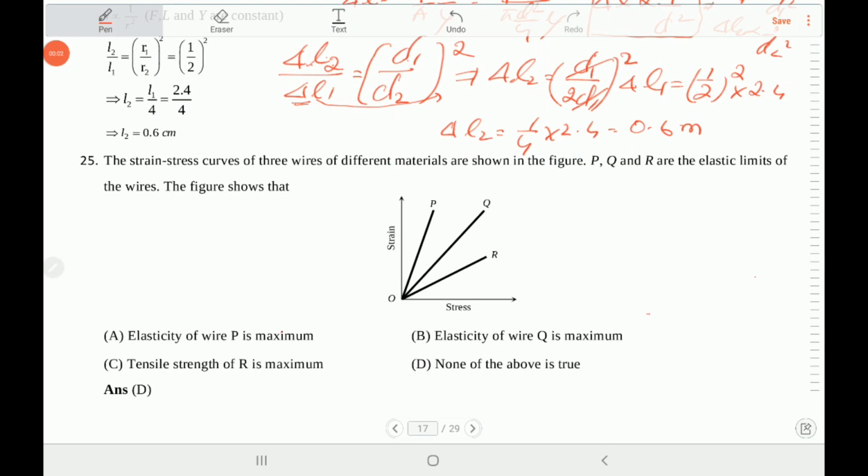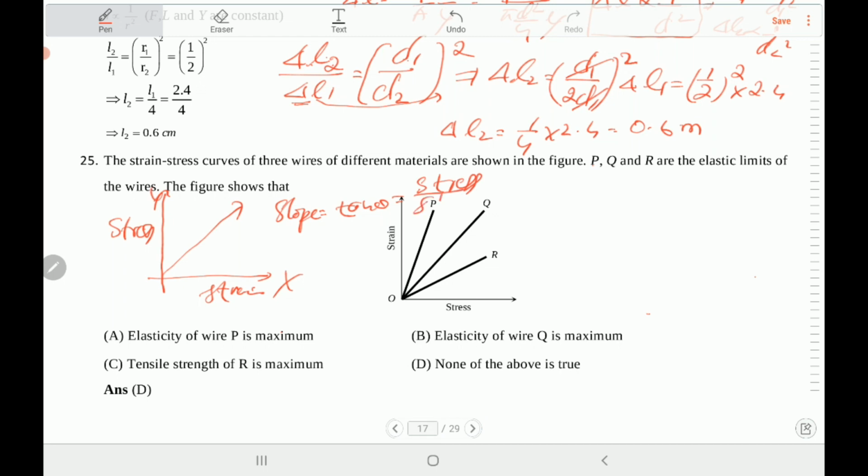Now on the stress strain curve graph. Strain stress curves of 3 wires of different materials are shown in the figure. P, Q, R are elastic limits of the wires. The figure shows that. Actually, students, you learned in regular class the stress strain curve. Taking strain along the x-axis, stress along the y-axis, you plotted a graph. And you found the slope. What is slope? Slope is equal to tan theta. And that slope represents stress divided by strain. Stress by strain.